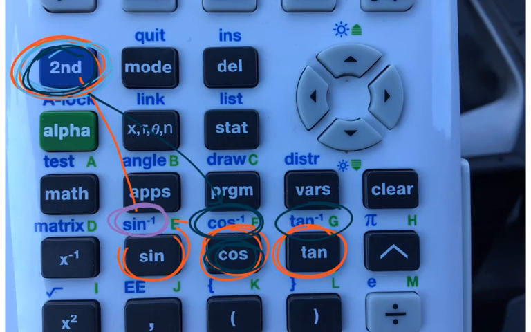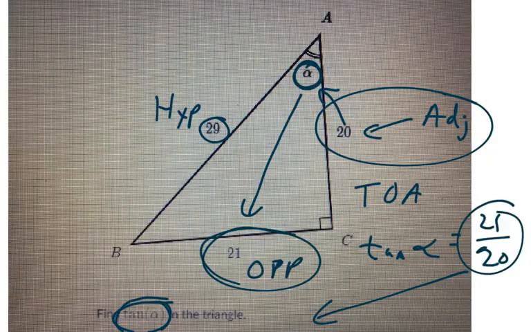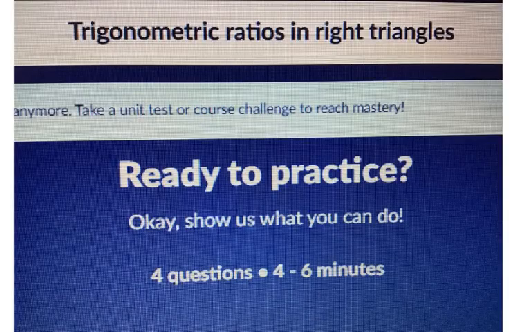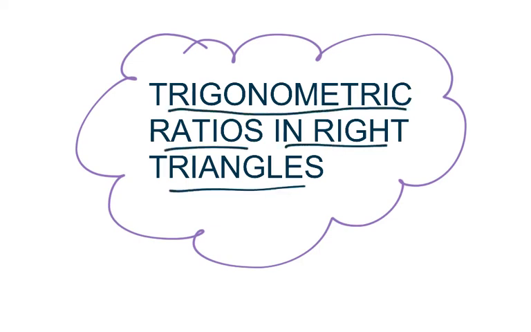So, anyways, guys, hopefully this all makes sense. Hopefully you already pretty much know what you're doing. But I reassigned this to give you another shot at it in case you forgot about it. And if you have to, just search it. Trigonometric ratios in right triangles.